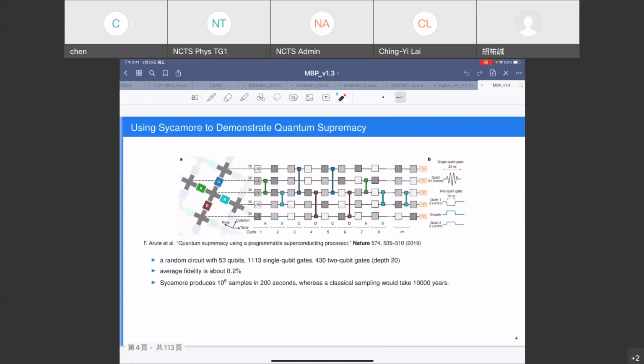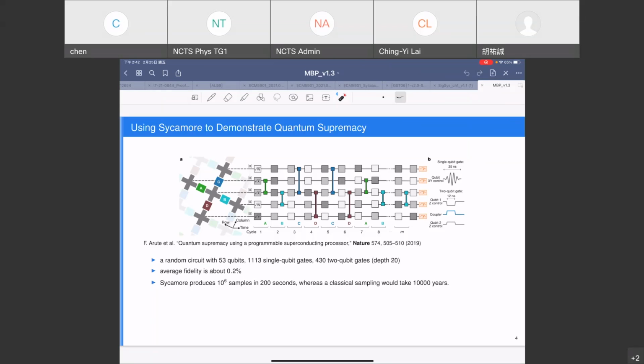So previously, Google demonstrated some so-called quantum supremacy, using a quantum computer to implement some specific quantum task. You can say this is some sampling problem. Do you know this one, or probably you have seen this? Are you familiar with this one? Maybe I can say more.